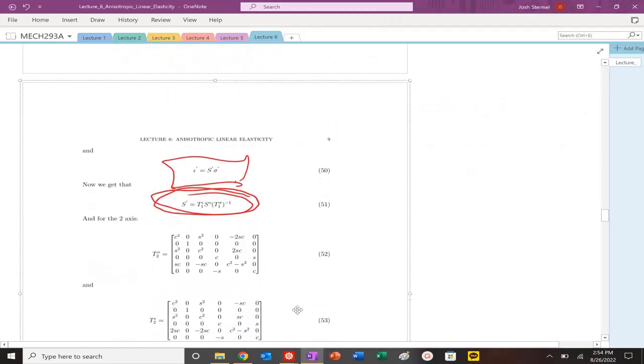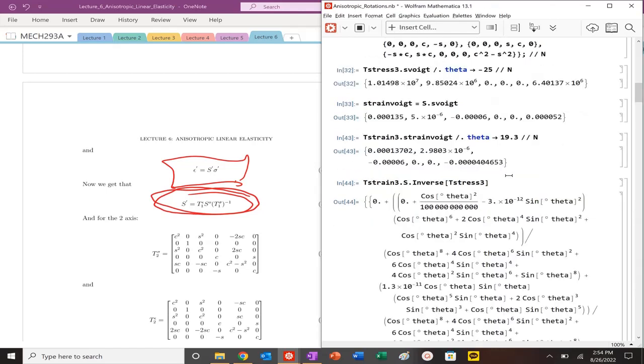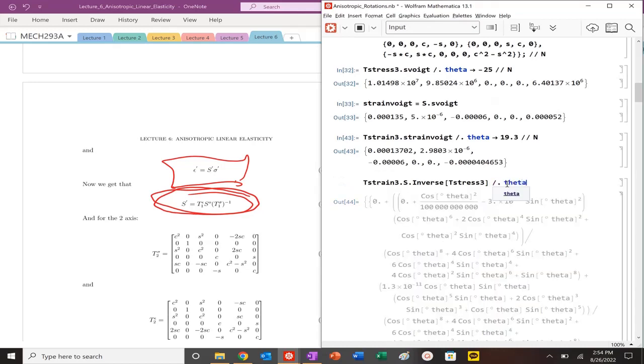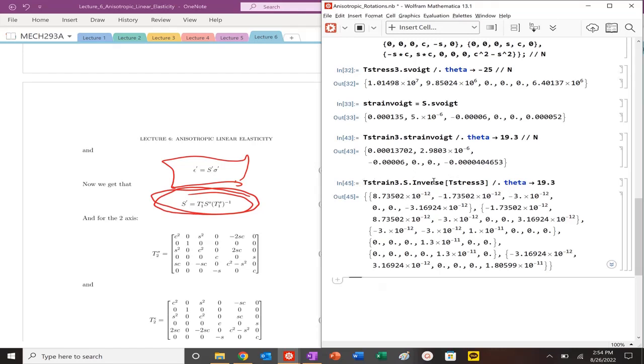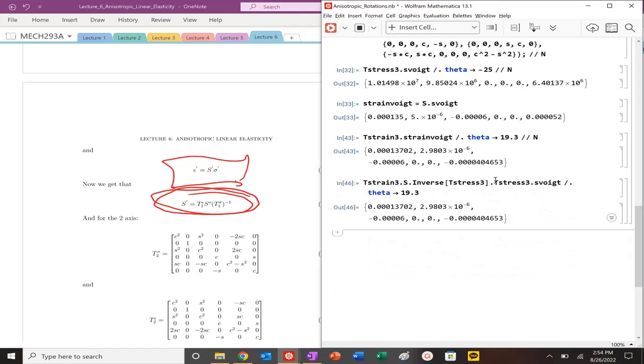So let's go a little bit further up. Actually, we can go here. Remember, this is an inverse. So inverse of T, basically stress 3, and voila. And then you could plug in again for any value. Theta goes to 19.3. And now in order to get my new strain, I could just dot this S prime by my sigma prime, which would be the T dot stress, so my new stress.